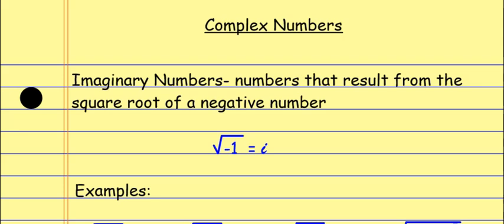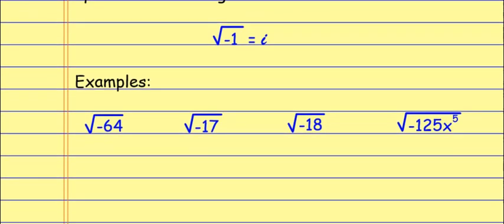Remember, imaginary numbers are defined as the square root of a negative, okay? So the square root of negative 1 is defined as the imaginary number i, okay? So numbers that result from the square root of a negative. And just a quick recap of those. So like here, if I took this square root of negative 64, the square root of a negative gives me an i. It's an imaginary i, imaginary number i.